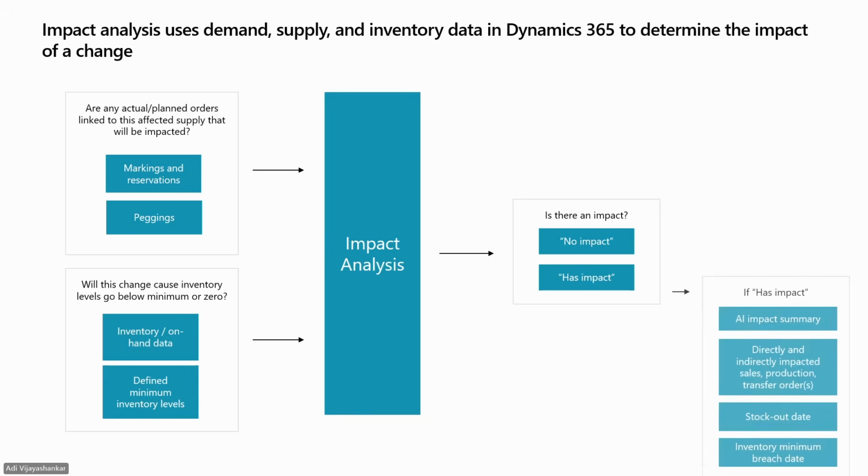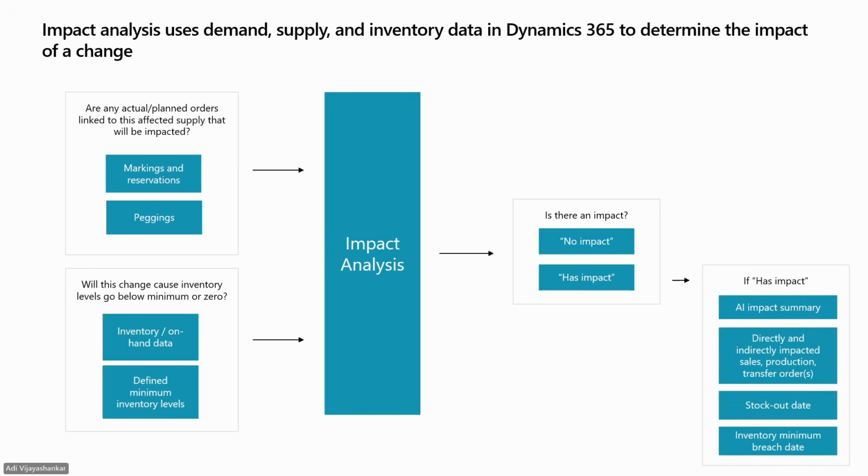So if it has impact, then it will produce an AI-generated impact summary, which we saw, a list of directly and indirectly impacted orders if that data is available. And also, for example, if there's this change list of orders, which I explained. And it'll also show information about inventory impact. So if inventory levels go below minimum or zero, it'll highlight when this event will occur as well. Also, what the new inventory level would be. We saw before that inventory levels were going to be minus 400 after the change.